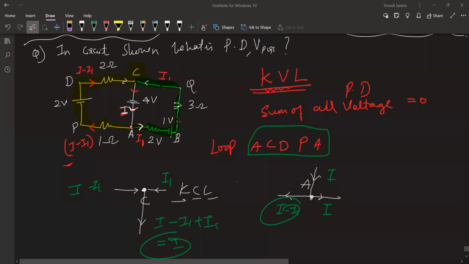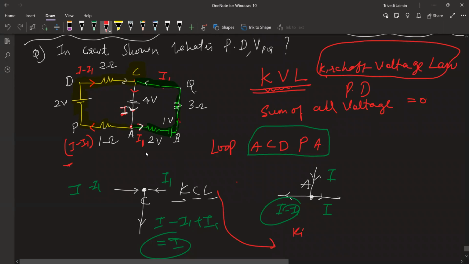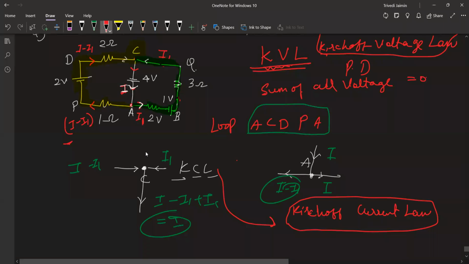So what is KVL? KVL means Kirchhoff's voltage law. You wrote KCL and KVL. This is Kirchhoff's current law. Another name of Kirchhoff's current law is junction law. This law, which we just now discussed, current is adding, current is joining, current is dividing, that is Kirchhoff's junction law. Not a big deal. It's nothing big here.